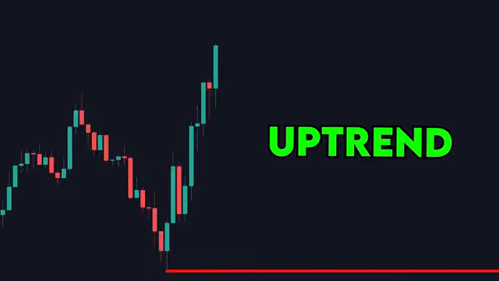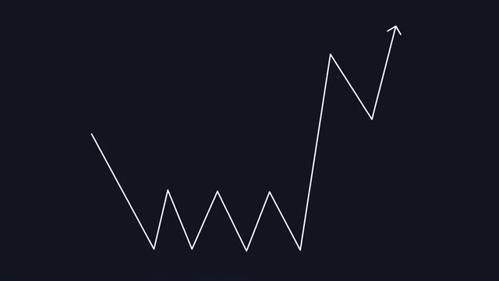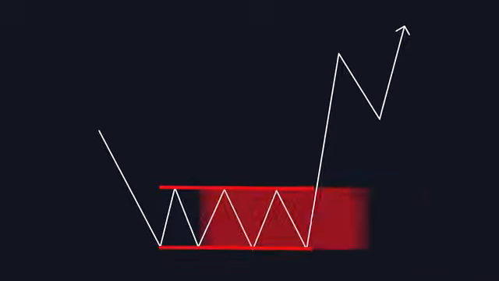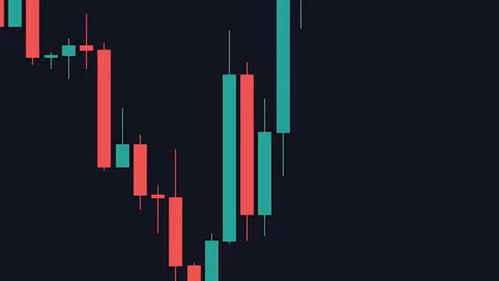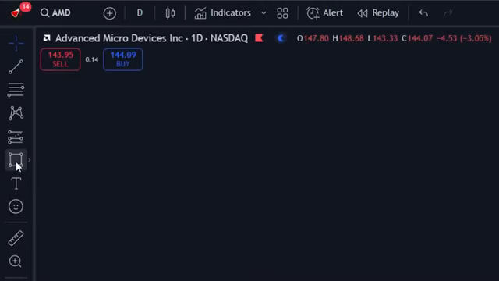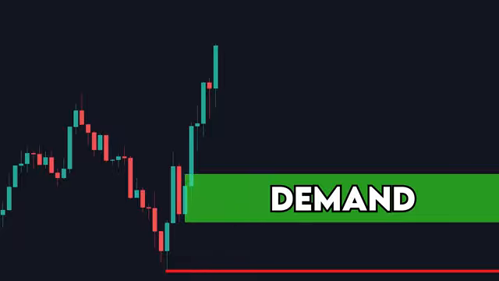So now that we know we're in an uptrend, we want to look for demand zone opportunities. We can find our demand zones by finding an area of consolidation or a point where price moves sideways before having a sharp move upward. As you can see from this chart, we had some consolidation right here. The price shot straight up afterward. How I like to mark my demand zones is marking the candle right before the impulsive move. So grab your rectangle tool on the side, find the area of consolidation before the big move. Then mark from the low to the high of the previous candle before the big move. This is our area of demand.